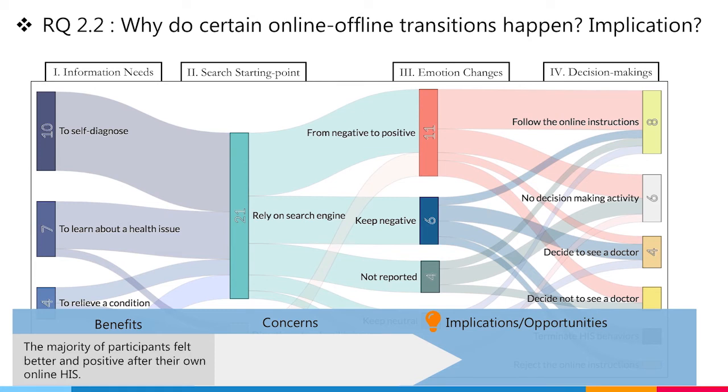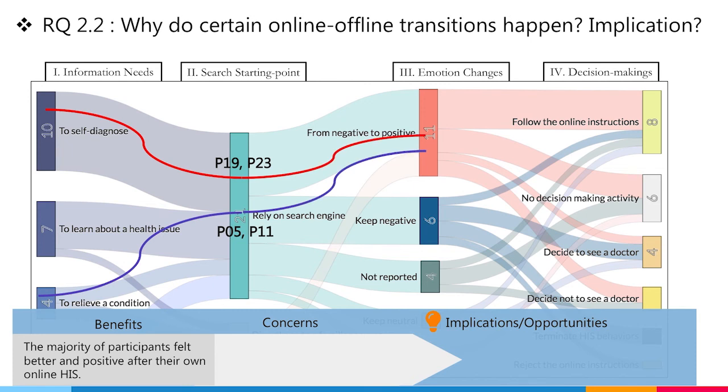The main message we want to say is that the majority of participants felt better and positive after their online health information seeking. And here we give some examples. Participants 19 and 23, who go online to self-diagnose, felt from negative to positive. And participants 5 and 11, who go online to search to relieve a condition, also felt from negative to positive after their online search.